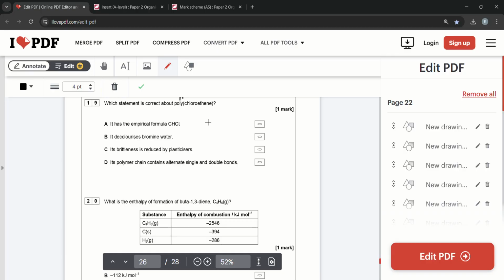Which statement is correct about polychloroethene? As empirical formula, that it decolorizes bromine water, its brittleness is reduced by plasticizers. That is absolutely true. It does not decolorize bromine water. That is not the empirical formula, and it does not contain the alternate single and double bonds. Its brittleness is reduced by plasticizers.